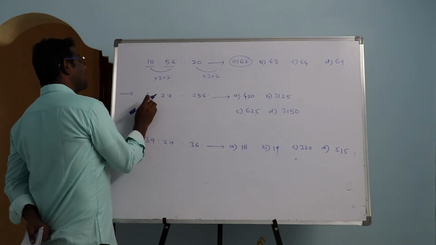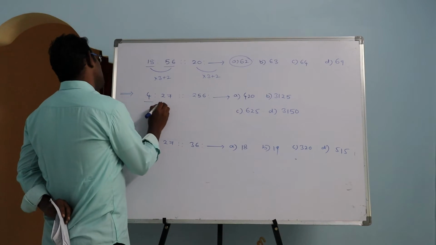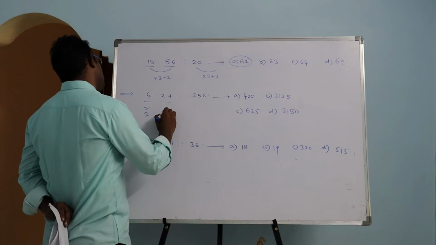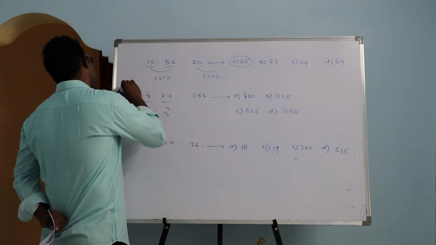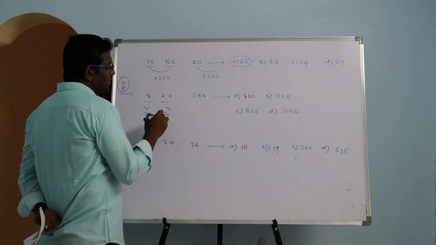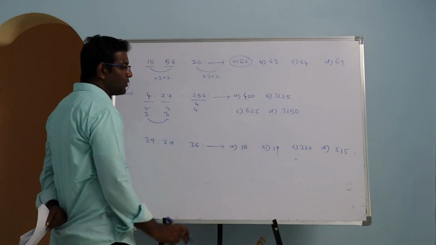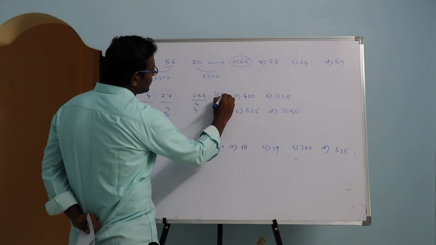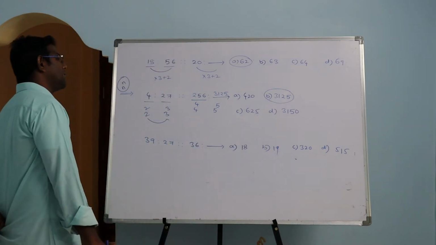Next question. 4 is 27 as 256 is dash. So 4 and 27: 4 is 2 square, 27 is 3 cube. Right, sir, it is in the form of n to the power of n. 2, next number is 3. 256 can be written in the form of 4 to the power of 4. 4, next number is 5. 5 to the power of 5. Your answer goes to 3125. 3125 is in option B.